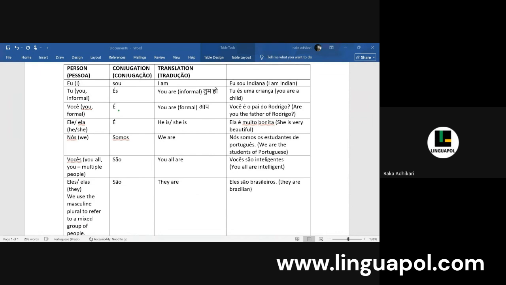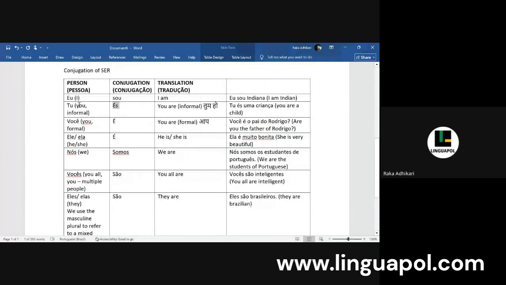So in Brazilian neither do we use the subject of tu nor do we have this conjugation in Brazilian. There will be nothing called tu or és in Brazilian Portuguese. In Brazilian, we'll only have você é. So você é means आप हैं. So você é o pai do Rodrigo? Are you the father of Rodrigo?